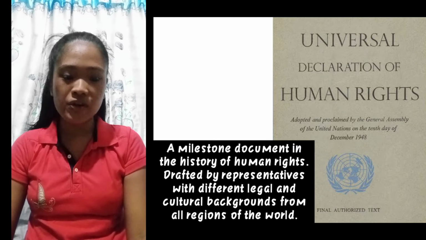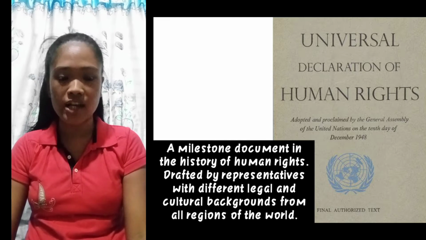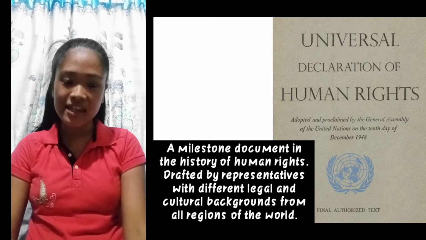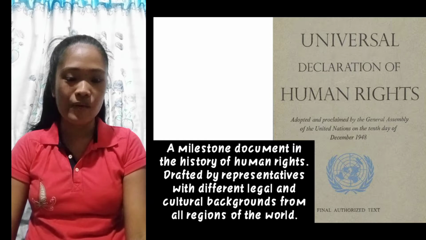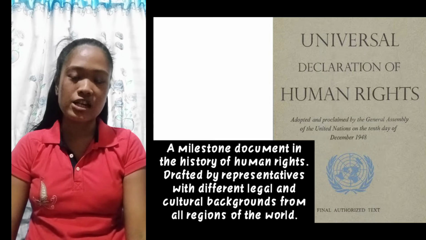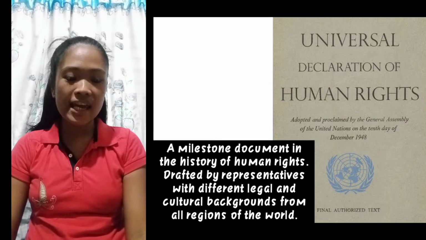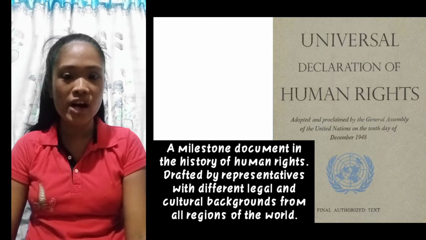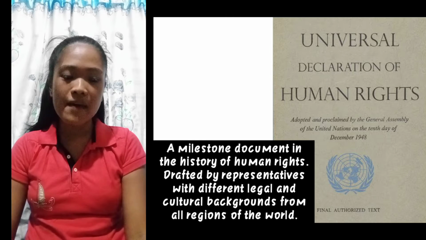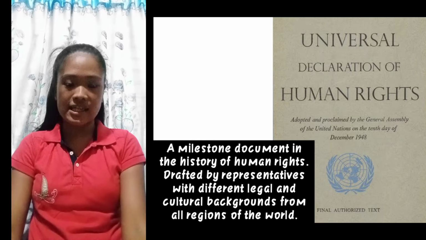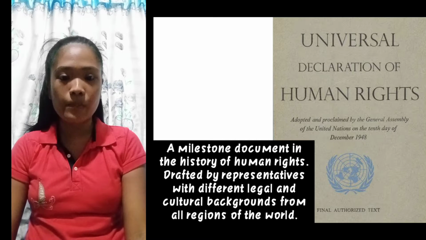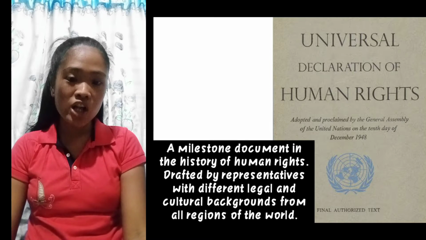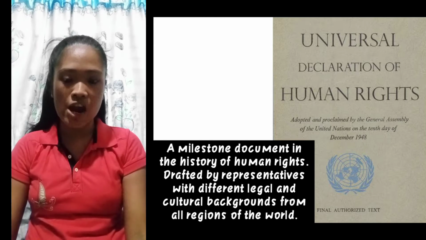It sets out, for the first time, fundamental human rights to be universally protected, and it has been translated into over 500 languages. The Universal Declaration of Human Rights is widely recognized as having paved the way for the adoption of more than 70 human rights treaties applied today on a permanent basis at global and regional levels, and all contain references to it in their preamble.